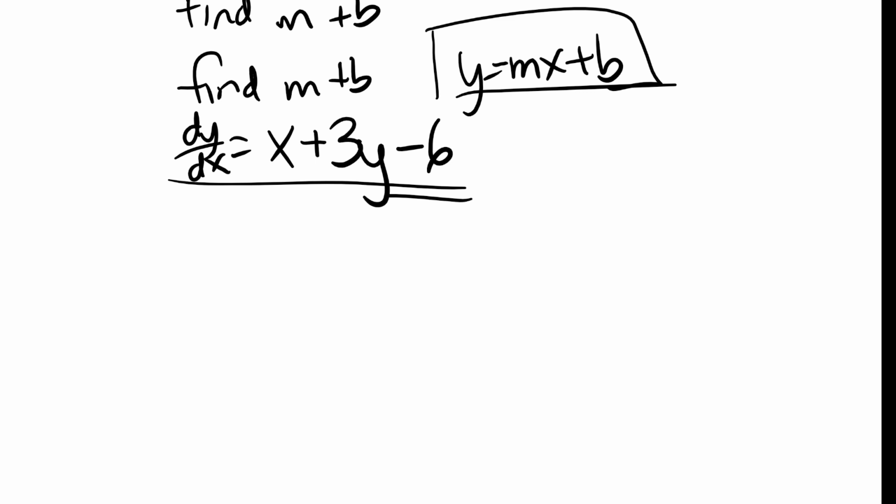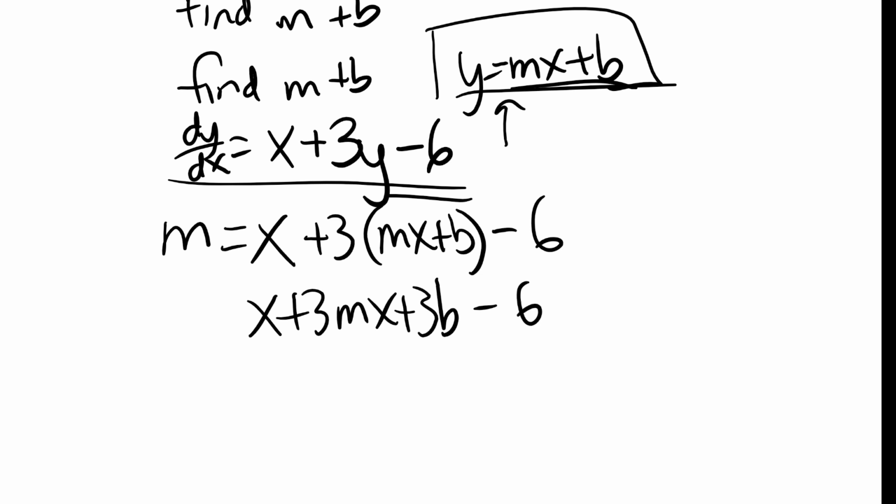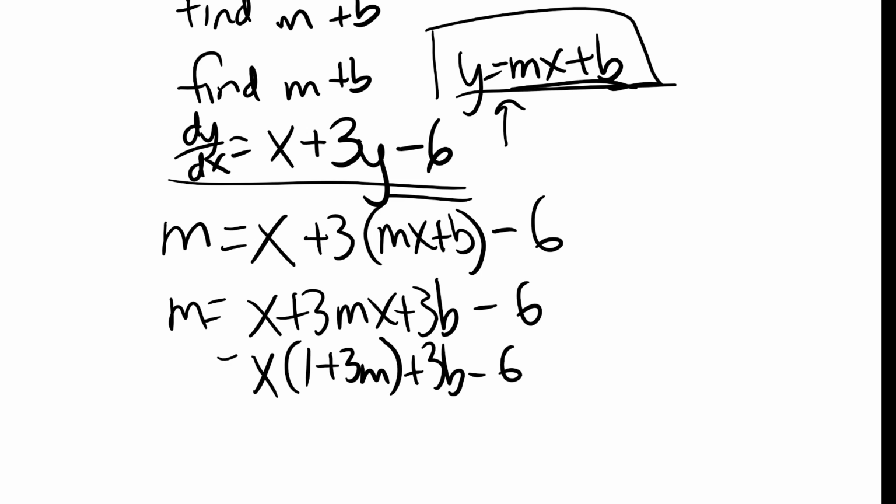The way you do these, if you know this is the differential equation and this is the solution, is you plug in the stuff you know. So you know dy/dx is m. You know x is x. You know y is mx plus b, so you substitute in mx plus b for y. Then you just distribute, so you get x plus 3mx plus 3b minus 6 equals m. Then you factor out an x, and you get x times (1 plus 3m) plus 3b minus 6 equals m.